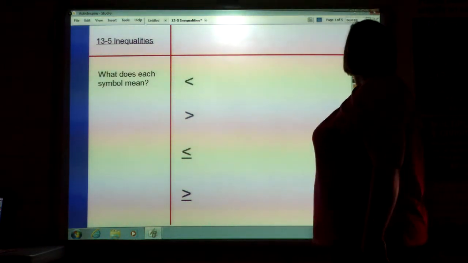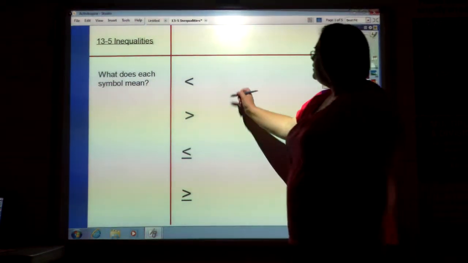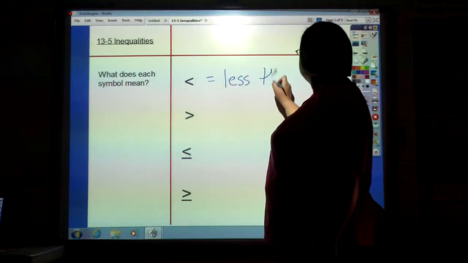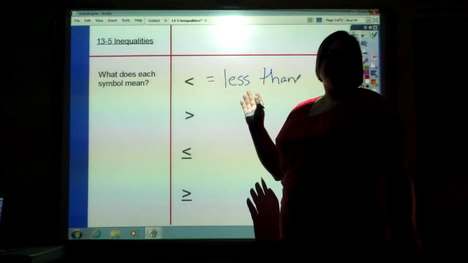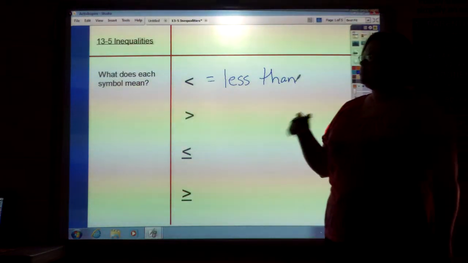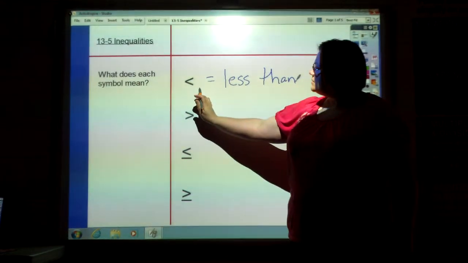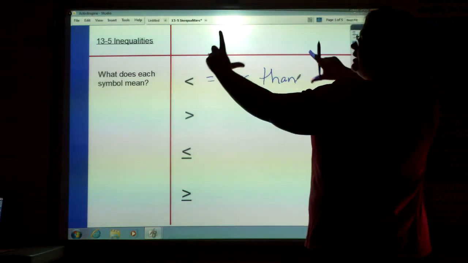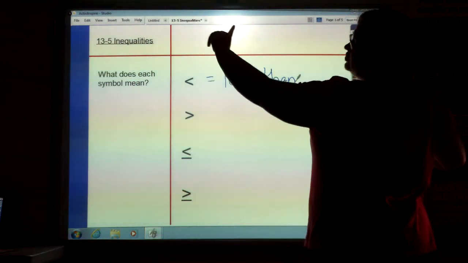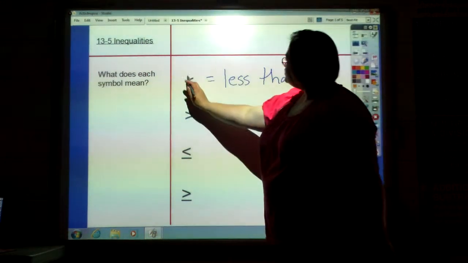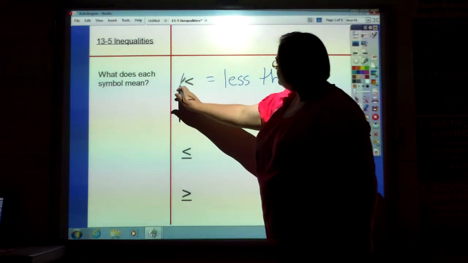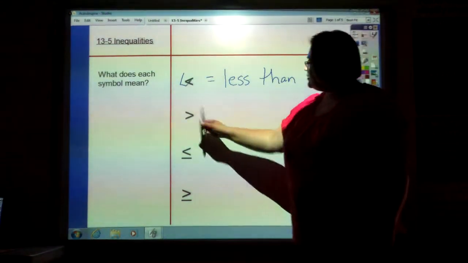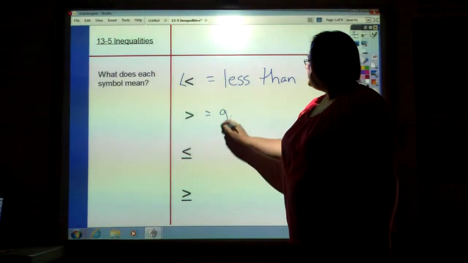Remember the trick for this one. This one means less than. And if you ever have difficulty remembering which one is which, if you hold up your hands, the one that makes the L for less than, that's your symbol for less than. So this one, if we were to turn it, it would kind of look like an L. So that's our less than sign. So then this one is greater, greater than, excuse me.